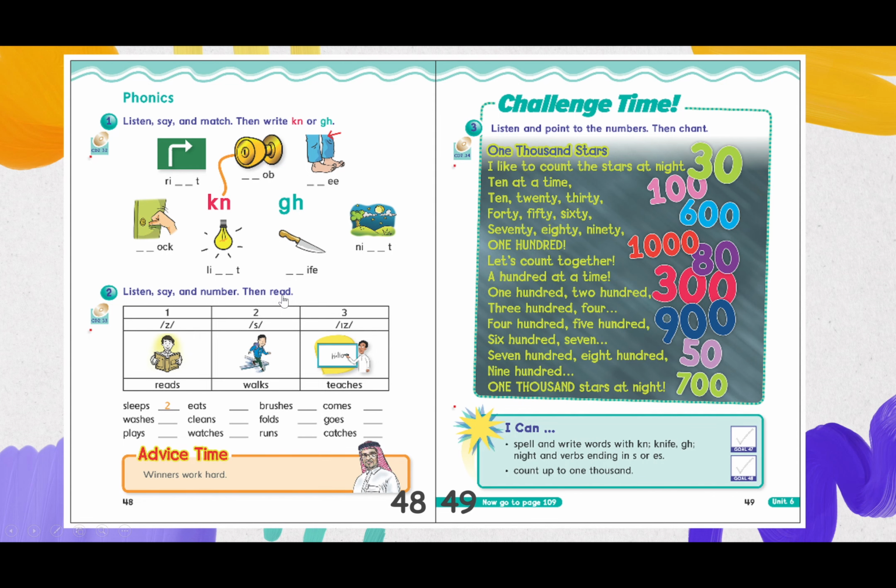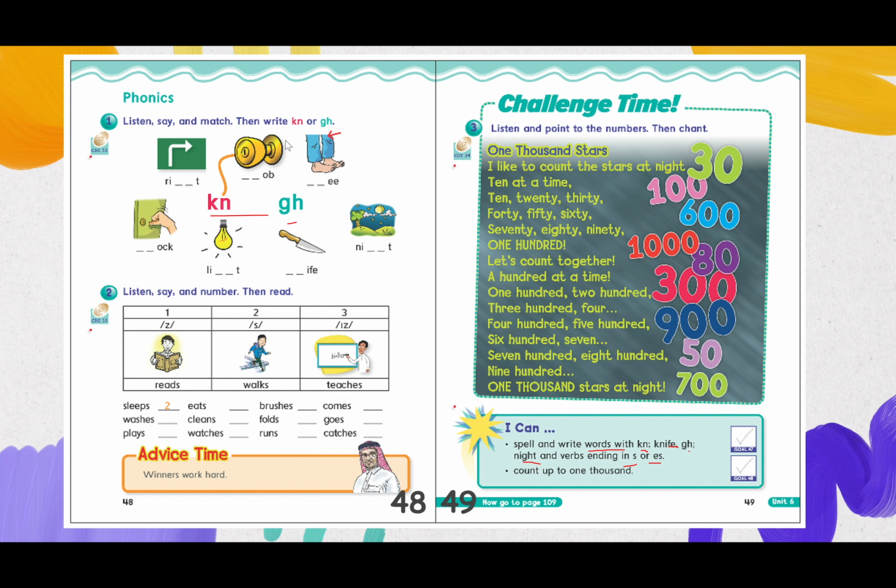Okay, let's look here at the sounds. I have K, N, G, H. I will tell you something: these two sounds have something in common. And we will find out in today's lesson that I can spell and write words that have KN, like in knife, or GH, like in night, and verbs ending with S or ES. We're going to count up to 1000, and that's easy for us, inshallah.